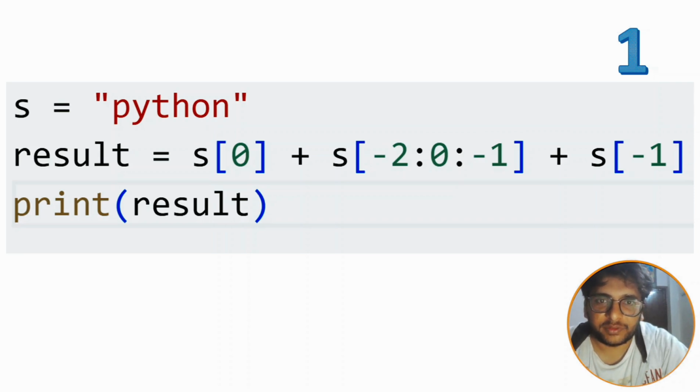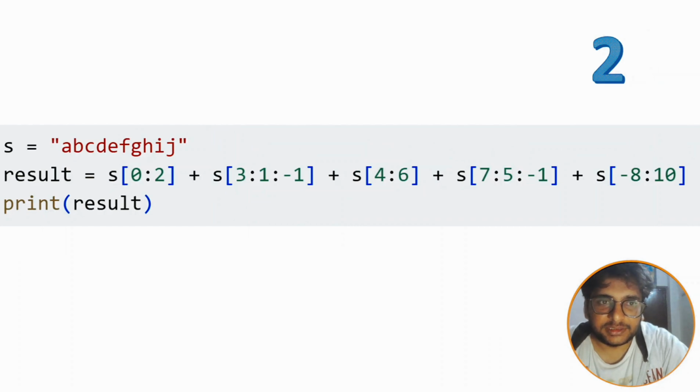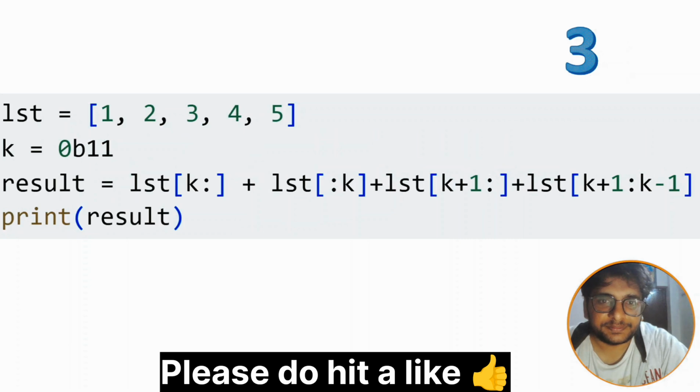Let's go with the second one. This is the second question, and here it is a combination of slicing, colon, many things. I'm trying to give you more exposure to this concept, slicing. So here it's not only slicing, here we are also doing an addition part. So let's go with the next question, the third one.